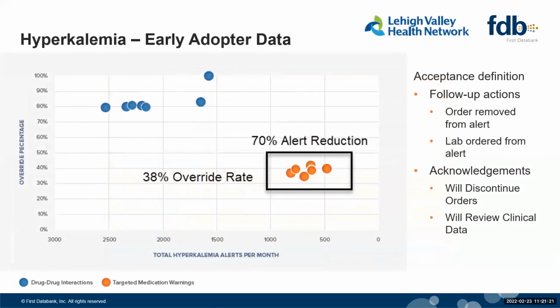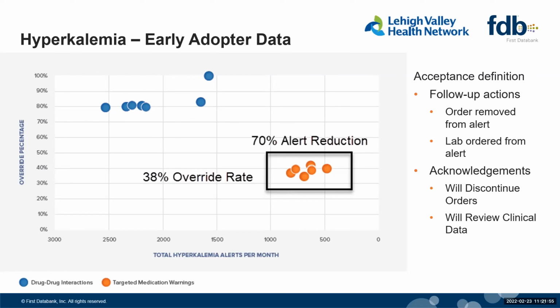So I mentioned we've been live since 2019 with this in health systems. And we do have some early adopter data that we can share. This has been out for a couple of years now, but the blue dots, as you can see, are monthly averages of our traditional drug-drug interactions that are interruptive alerts in their EHR. So this customer only had severe and contraindicated drug-drug interactions on SL2 and SL1 and FDB data.